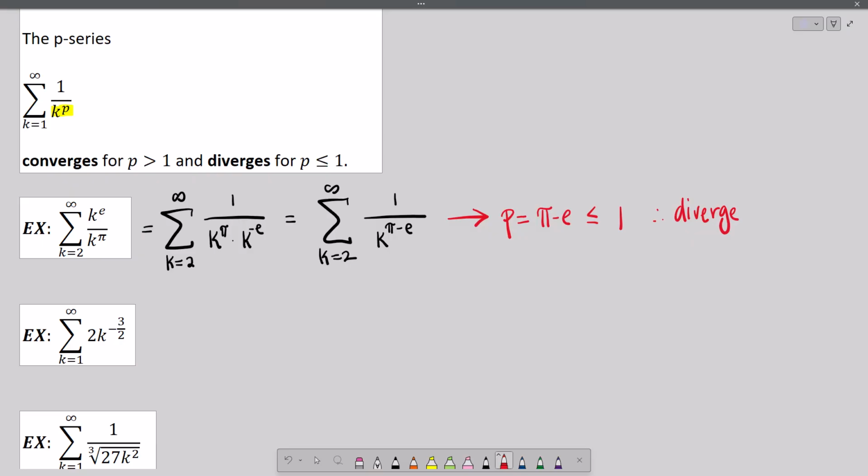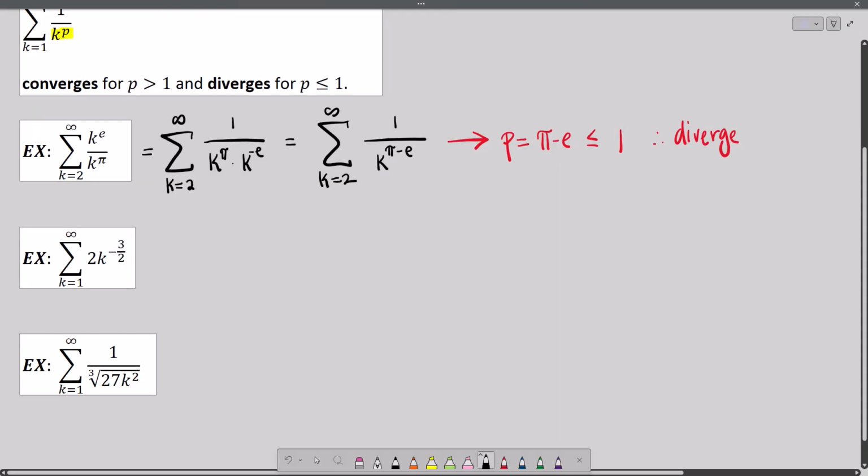You have to write the letter p down so I know you know it's a p-series, and then identify what p is, and then either say it's greater than 1, so therefore we have convergence, less than or equal to 1, therefore we have divergence. So there we go.